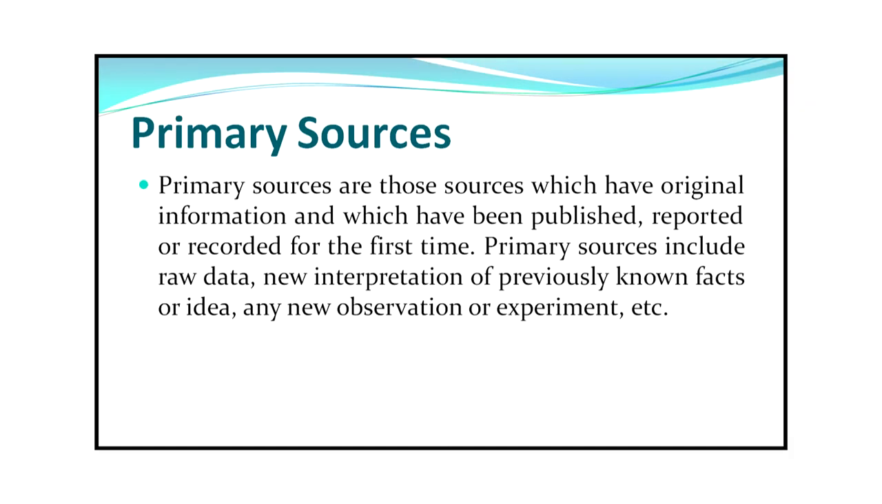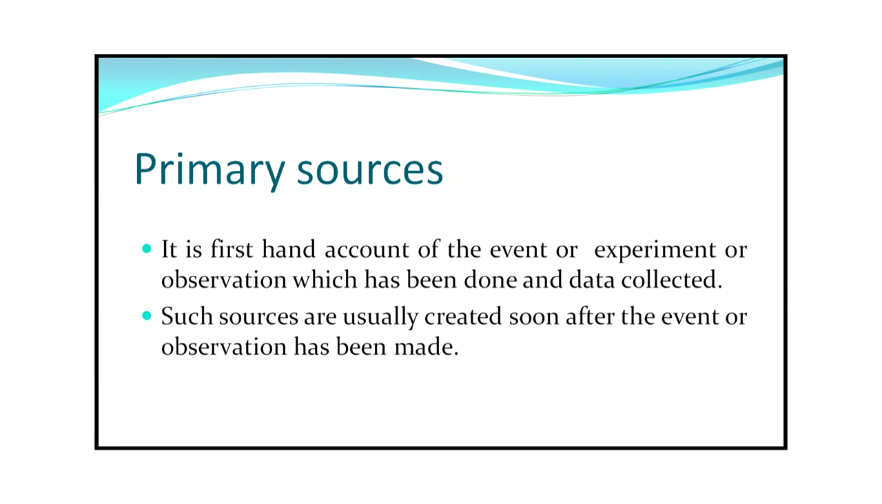Primary sources are those sources which have original information and which have been published, reported or recorded for the first time. Primary sources include raw data, new interpretation of previously known facts or ideas, any new observation or experiment. It is the first-hand account of the event or experiment or observation which has been done and data collected. Such sources are usually created soon after the event or observation has been made.